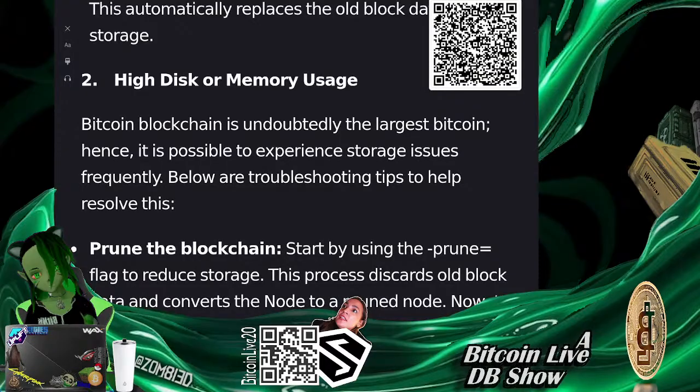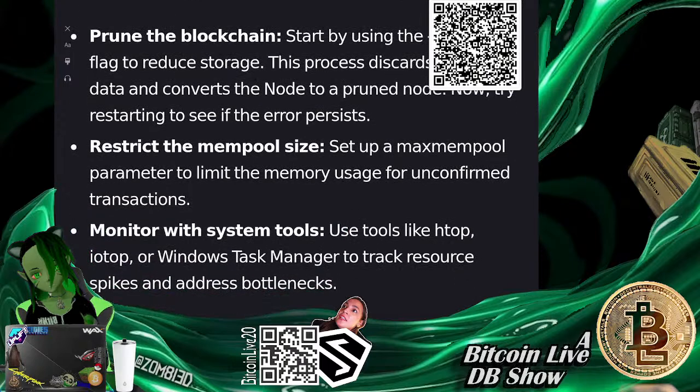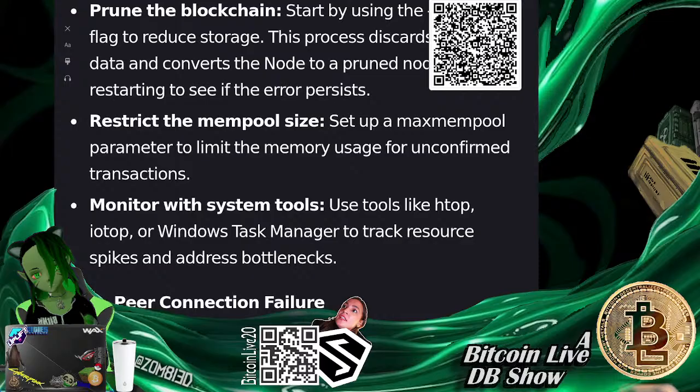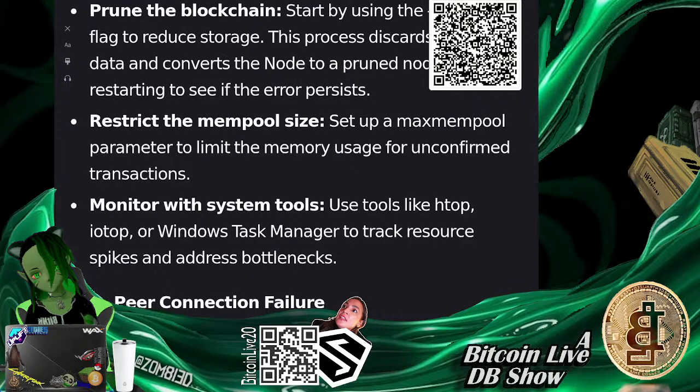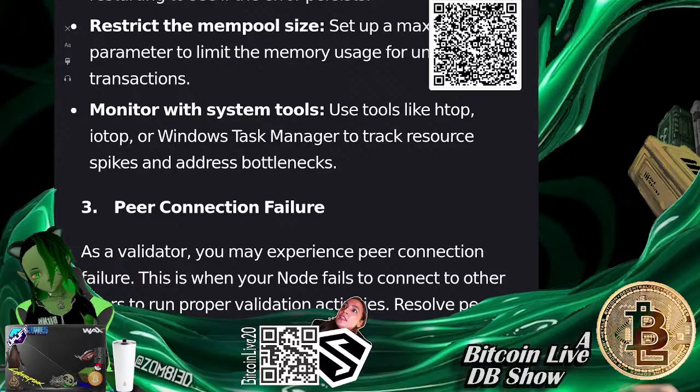So, under high disk memory, oh, I should have scrolled down. The very first one is prune the blockchain, right? Running different prune setups can really help you out. And with just generic pruning, definitely make sure that you at least know what is still available and could be used. Restrict the mempool size on your end, very possible. Monitor with system tools like HTOP or IOTOP or Windows Task Manager, so that you can actually see resource spikes and address bottlenecks in your system.